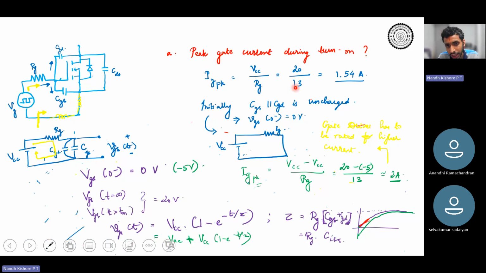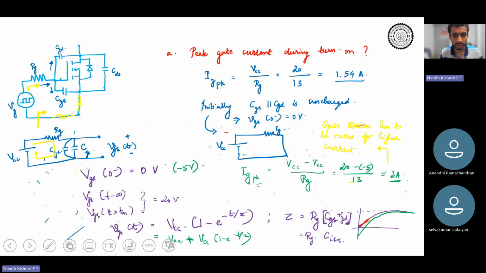So for RG of 13 ohms, IG peak is this much. If let's say RG is 5 ohms or something, then IG peak would be much, much higher. So you need to make sure your gate driver can sink that much current. Generally, people keep the off gate resistance lesser than on gate resistance. You will see why later, but you understand what is sink current and source current, right? Just during turn on and turn off, it should be able to source that much current and sink that much current.